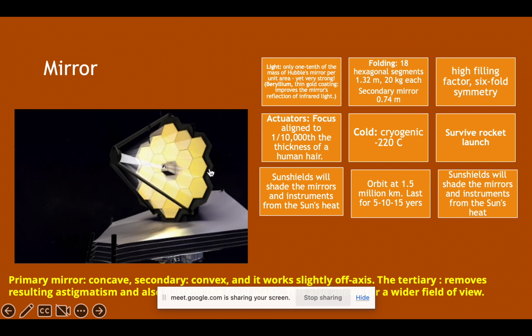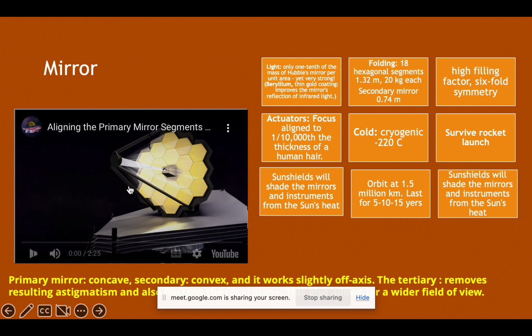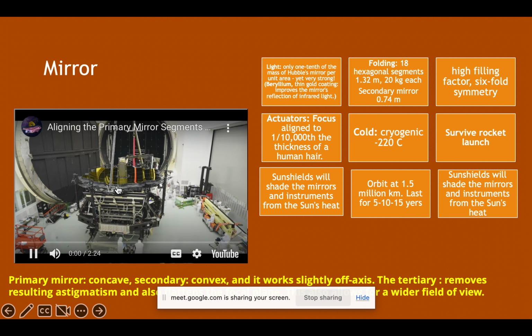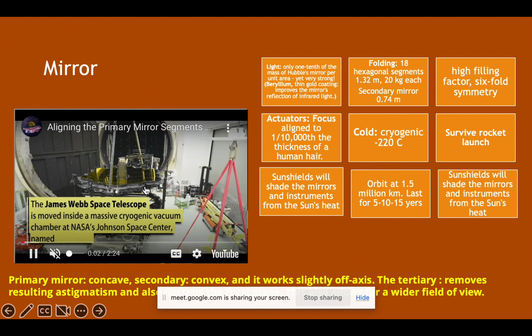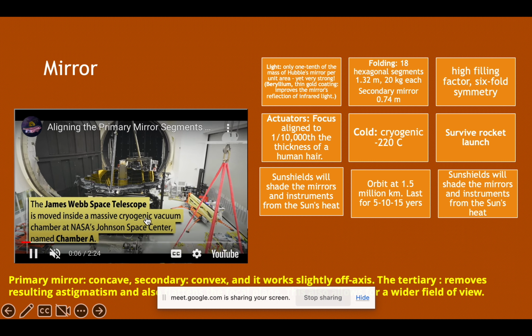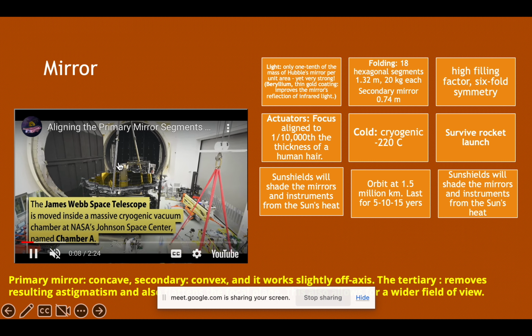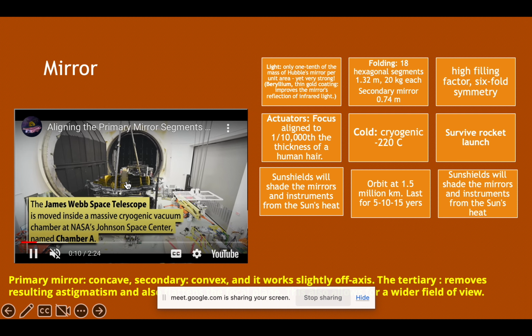Like I told you, the mirror of the telescope is made up of 18 segments, right? And these 18 segments had to be separately manufactured in a cryogenic vacuum. And what's basically done is that they are cut in a honeycomb structure.